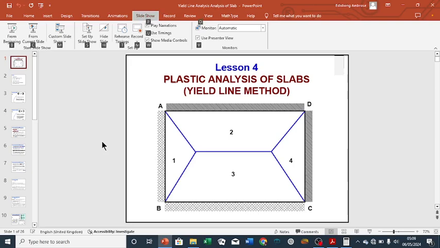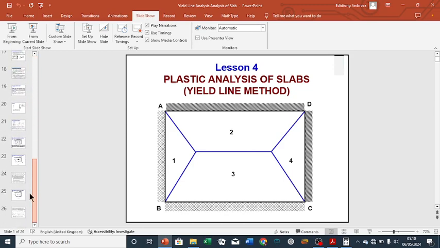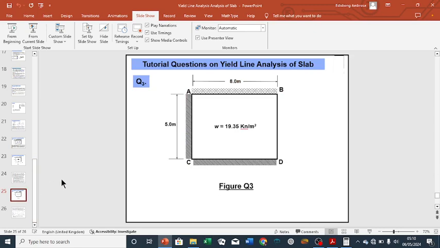Welcome to the continuation of our lesson on plastic analysis of slab using the yield line method. This is actually part 3 of the lesson, so if you have not watched part 1 and 2, kindly watch them so that you'll be able to get what we are doing since this is a continuation. So in this last part, what we are going to do will be to solve the tutorial question 3.